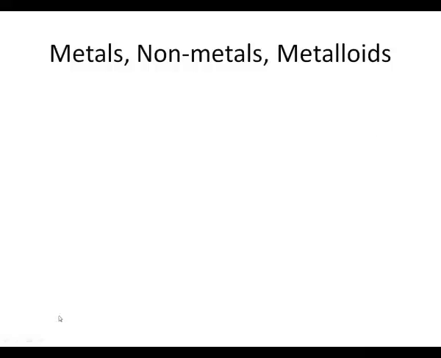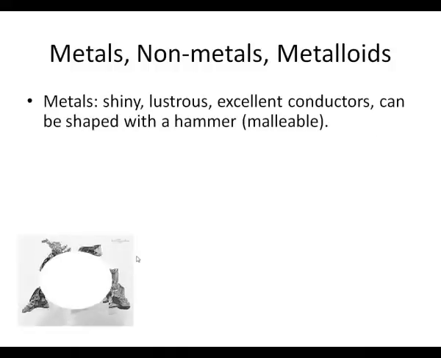You should also know the difference between metals, nonmetals, and metalloids. Metals are going to be shiny, lustrous, excellent conductors, and they can be shaped with a hammer. The word for that is malleable. So down here you have a picture of some silver, and you see that the silver is shiny, it's lustrous. If you were to put a conductivity meter up to this, it would conduct electricity very well, and if you hit it with a hammer, you would find that it wouldn't break, it would simply bend.